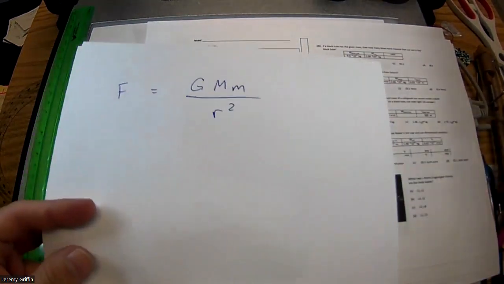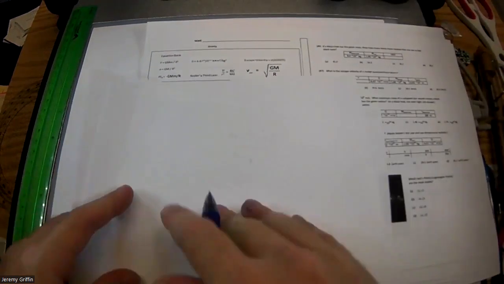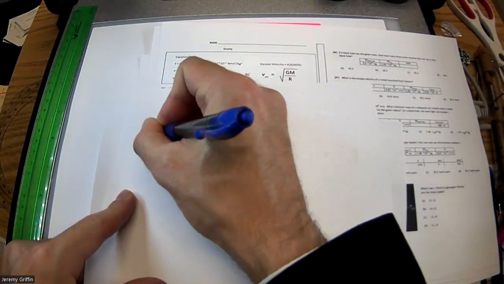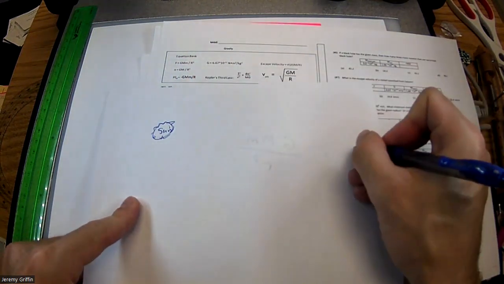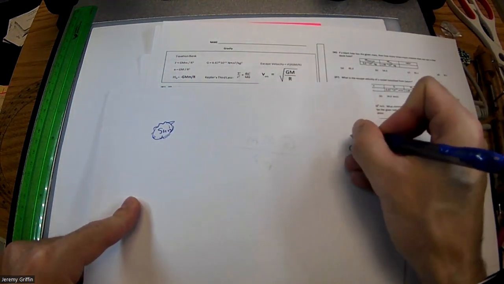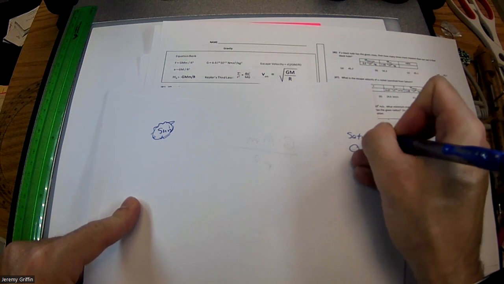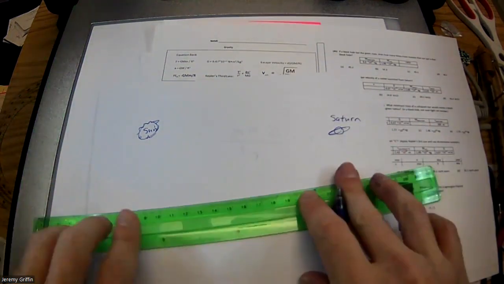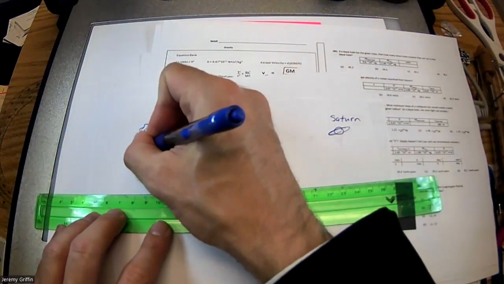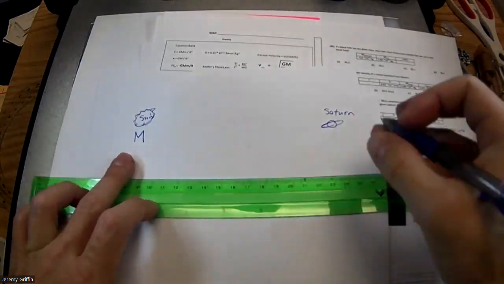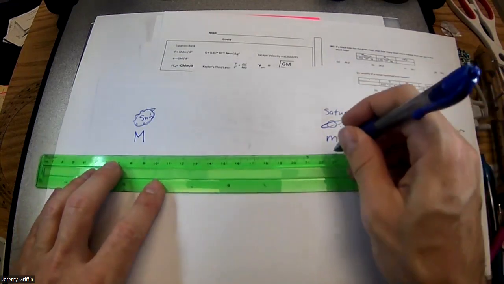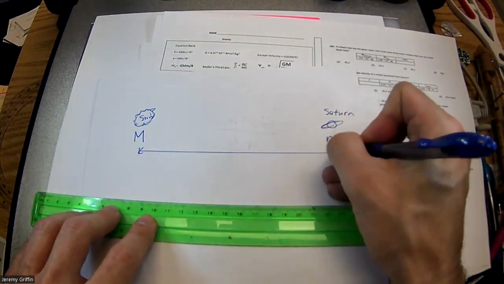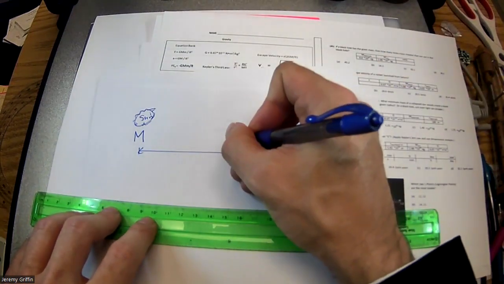I should have drawn a picture first. Let me do that. So here could be the Sun, and here is Saturn. It's got some rings, the whole deal. The Sun I'm going to call capital M, which represents its mass, and then lowercase m could represent the mass of Saturn. There's some center to center distance between those two, and I'll call that distance lowercase r.